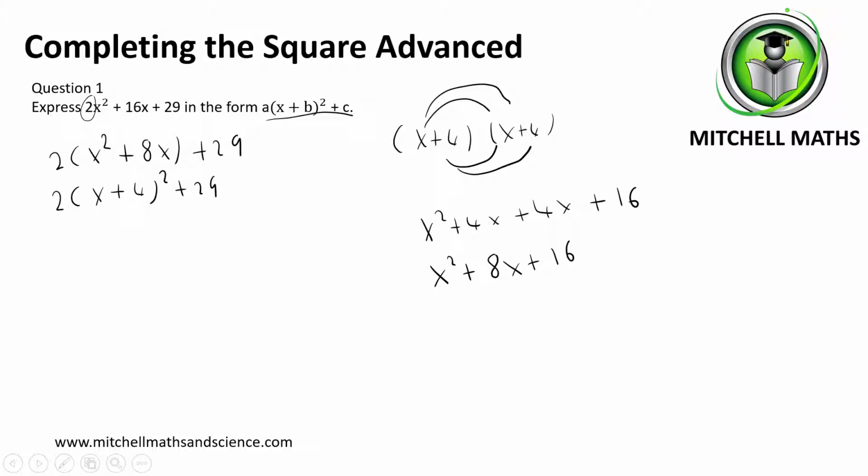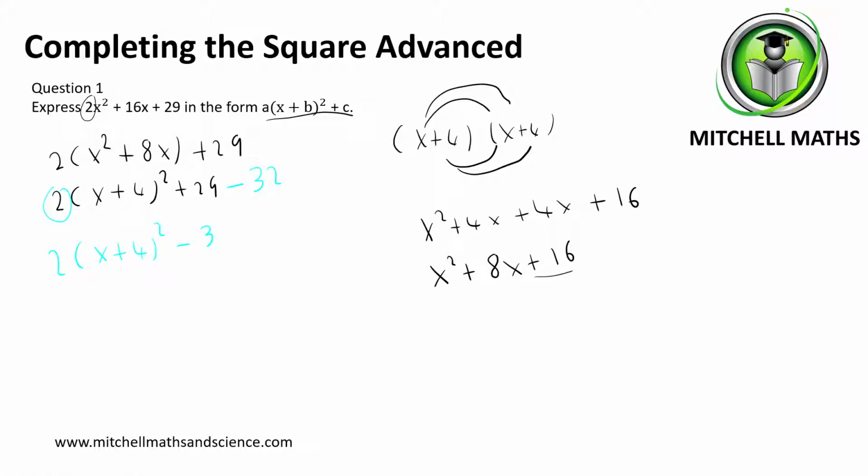Usually in normal completing the square questions, I'd just take away the number that is here. But because there's a number in front of the brackets, I'm going to need to times that 16 by that number, which in this case is 2, which means I'm going to take away 32, because 16 times 2 is 32. Therefore, I'll get minus 3 on the end. And that's my answer, 2 times x plus 4 squared minus 3.